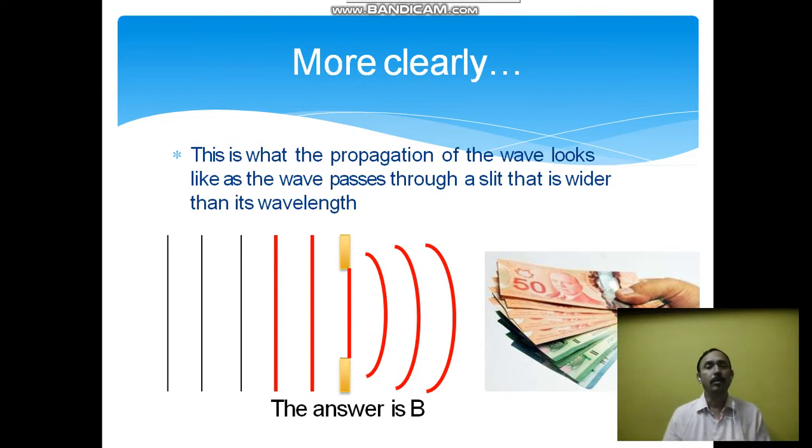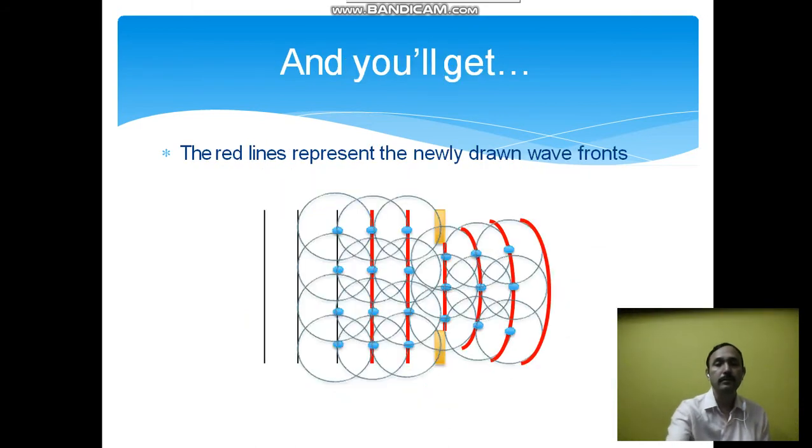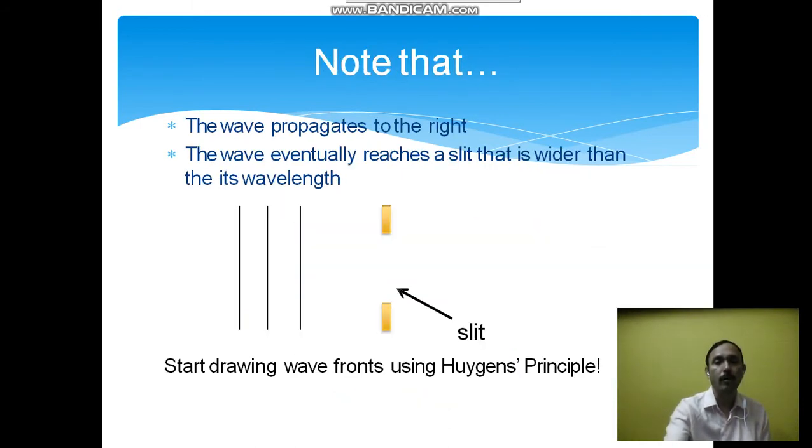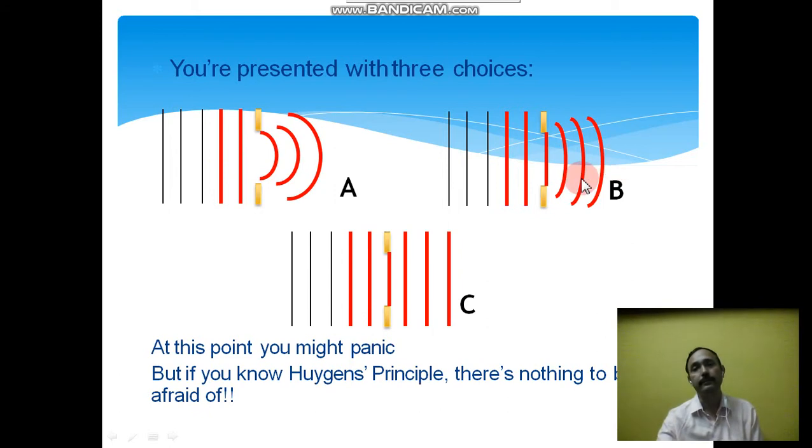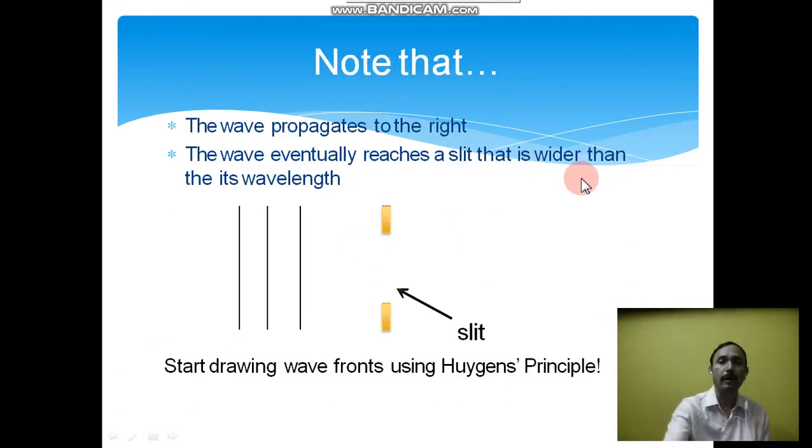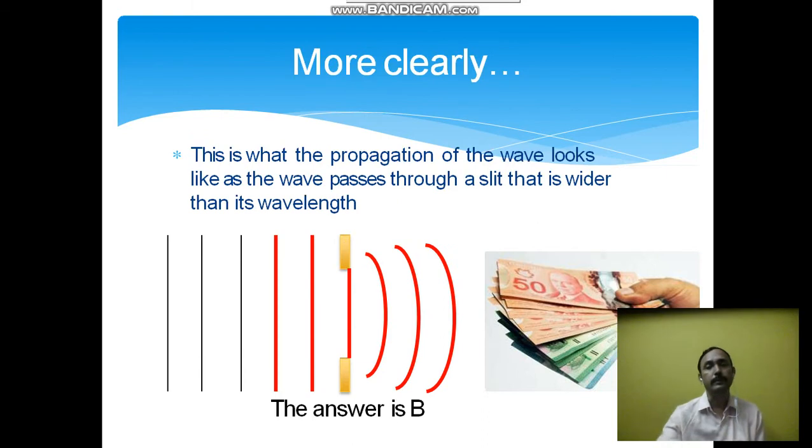More clearly, this is what the propagation of the wave looks like as it passes through a slit that is wider than the wavelength of the wave. This is the picture that will be matched with the previous options A, B and C. So our answer will be B.